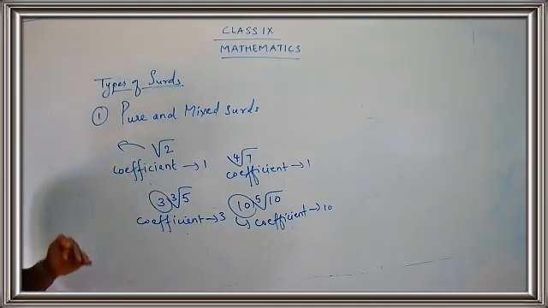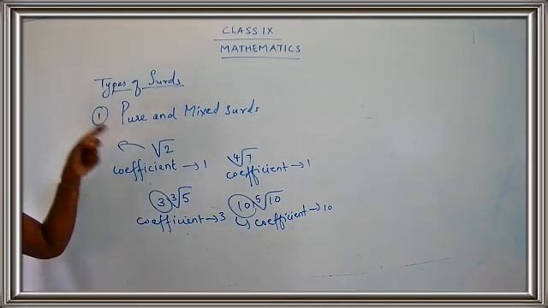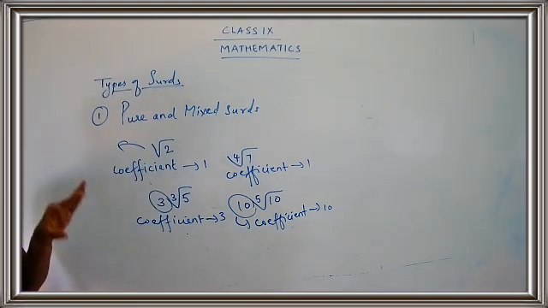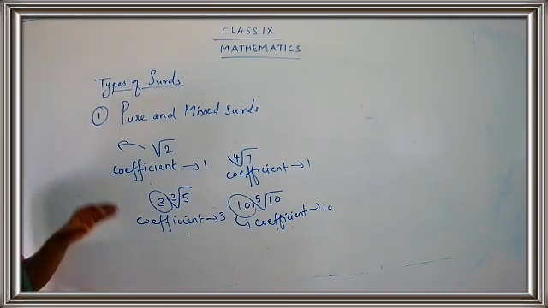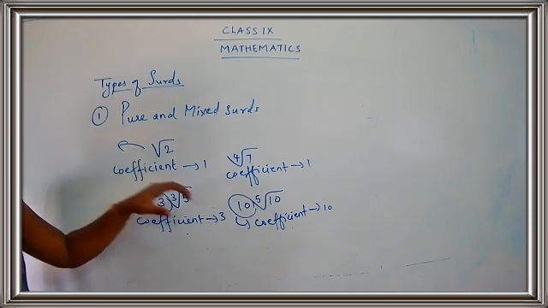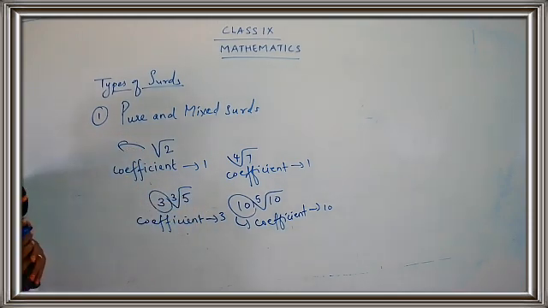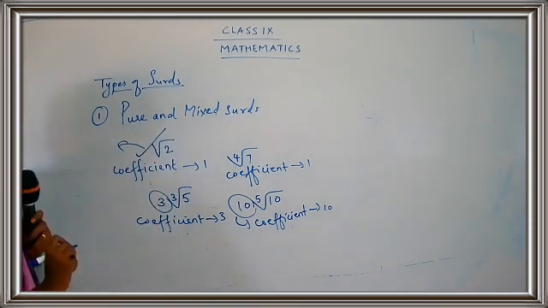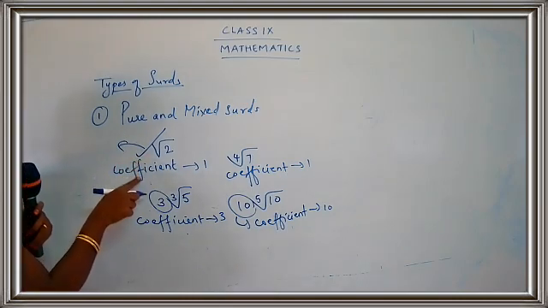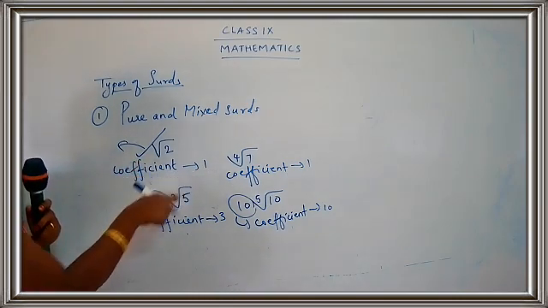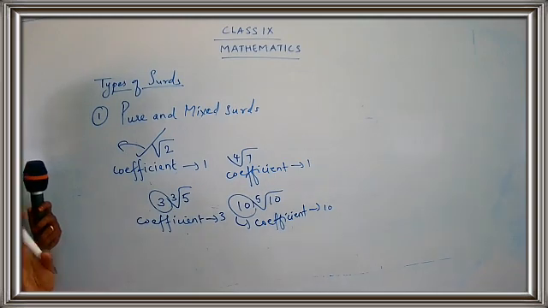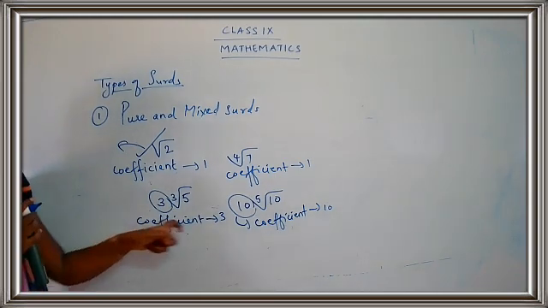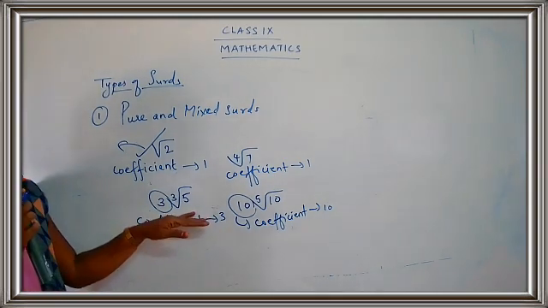Now let's come to the definition part. What is a pure surd? A surd is called a pure surd if the coefficient in the simplest form is 1. So which numbers are pure surds? This is a pure surd. Why is this a pure surd? Because the coefficient is 1. Okay. What about this number? No, it's not a pure surd because the coefficient is 3. So this is not a pure surd.